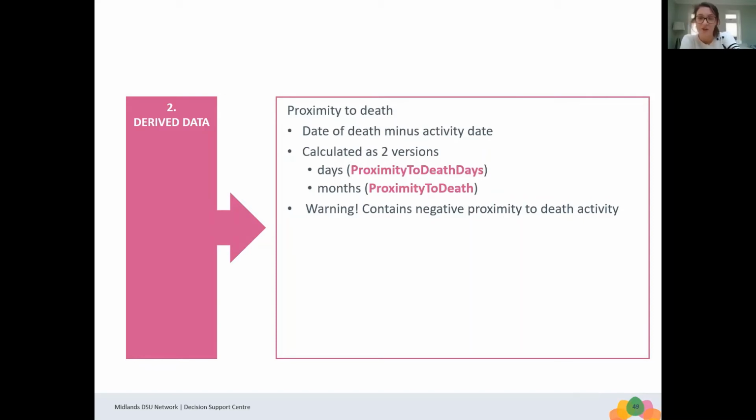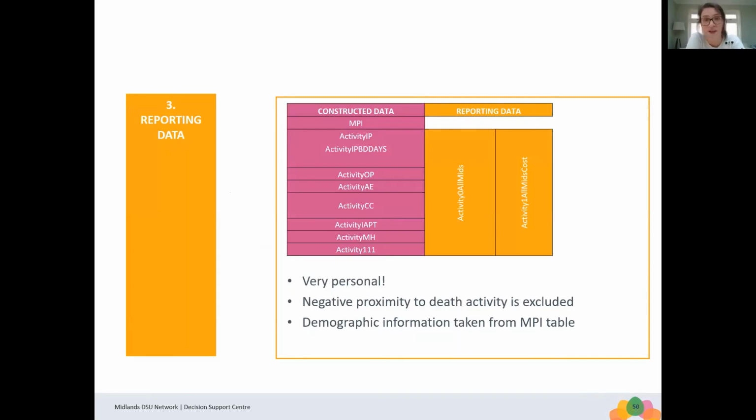Then that's the end of everything we went through in the derived data. So I'm just going to talk about the reporting data. We had our constructed tables, and then we had our reporting tables, and there are 2 of those: the activity table, and the cost table as well. How we did those, again, the SQL code for unioning those tables together and doing a bit of formatting, is also available for you to see.